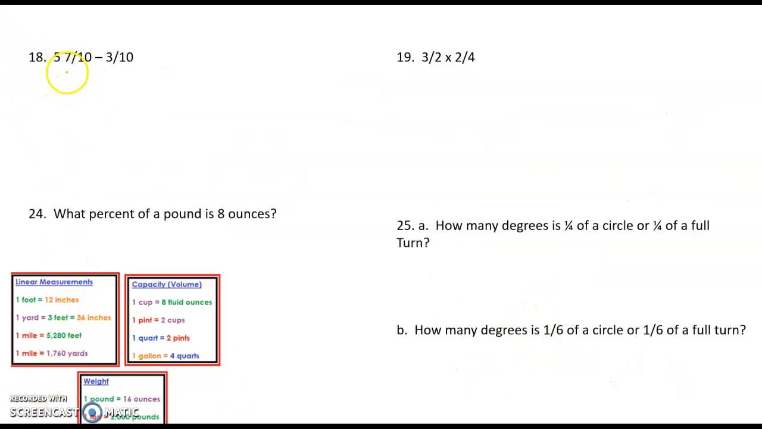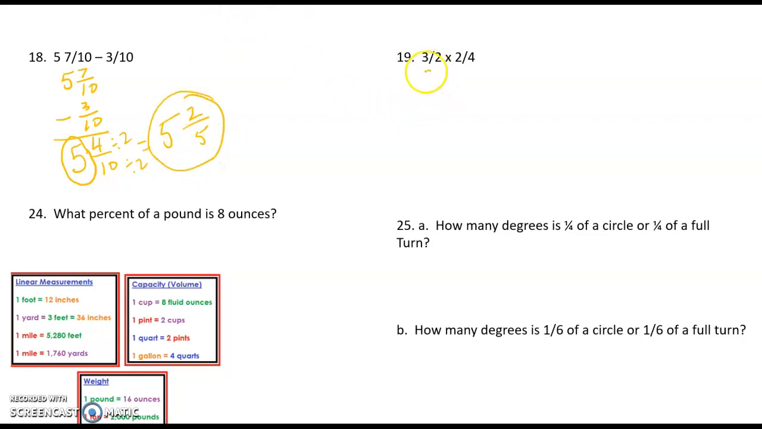All right, 5 7/10 minus 3/10. Okay, so 7 minus 3 is 4. We keep the 10 because we're subtracting. And then this is 5. So then I need to divide this by 2. Don't forget to take your whole number with you, right? 4 divided by 2 is 2. 10 divided by 2 is 5.